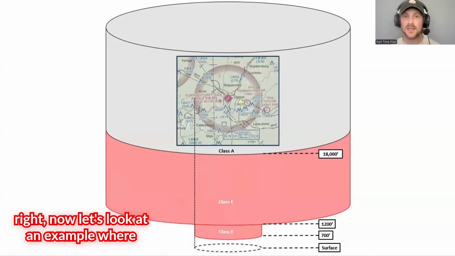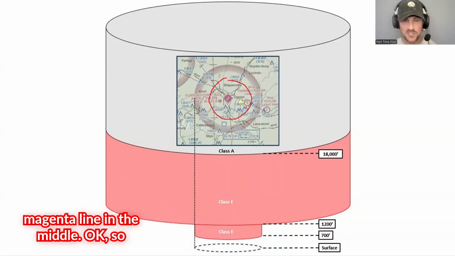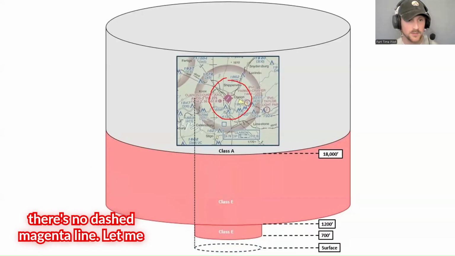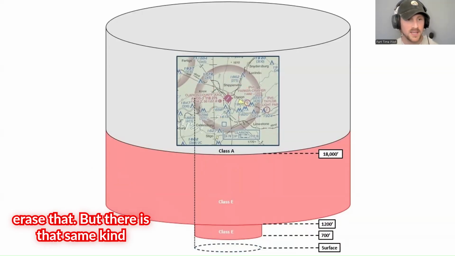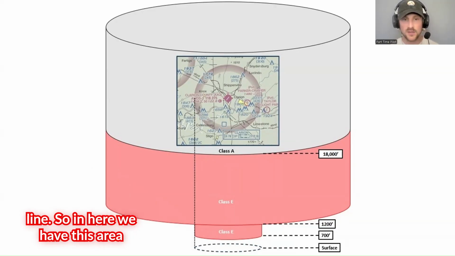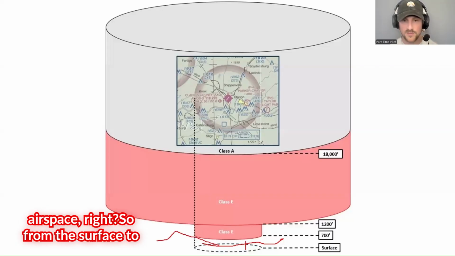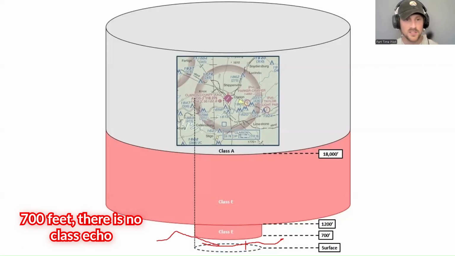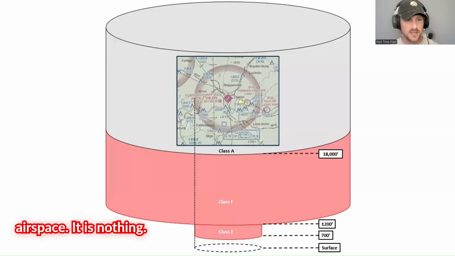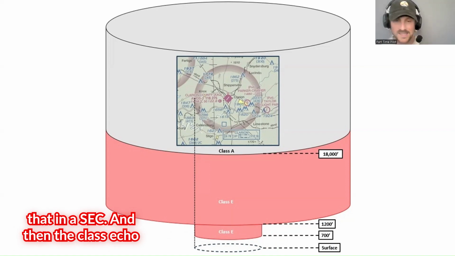All right, now let's look at an example where it doesn't have that dashed magenta line in the middle. Okay, so there's no dashed magenta line. Let me erase that. But there is that same circle with the shaded magenta line. So in here, we have this area underneath where there's no Class Echo airspace, right? So from the surface to 700 feet, there is no Class Echo airspace. It is nothing, or is it? What is it going to be? We'll get to that in a sec.